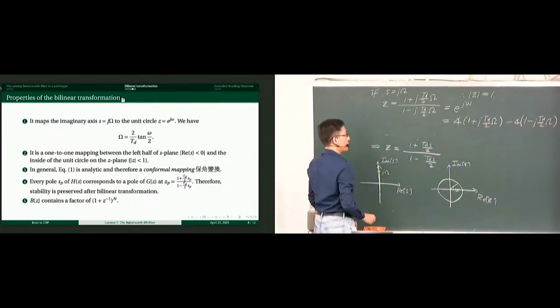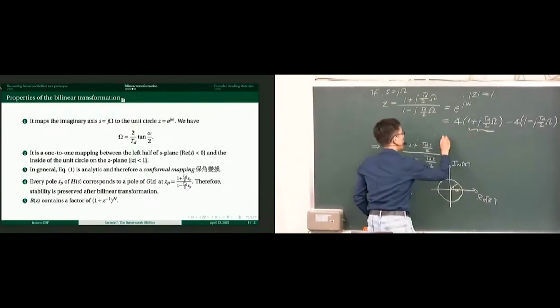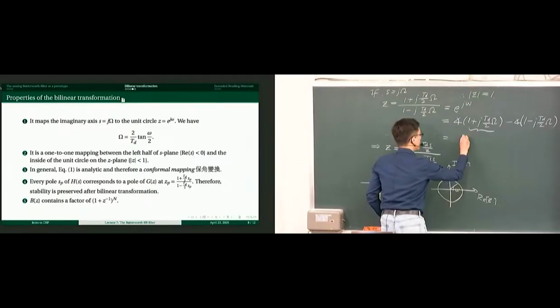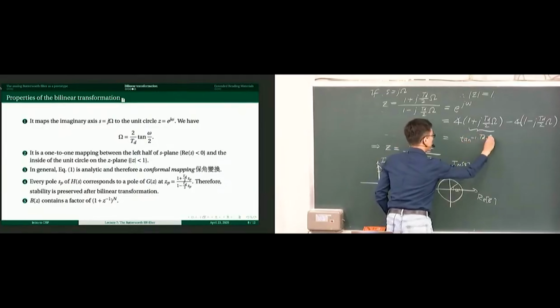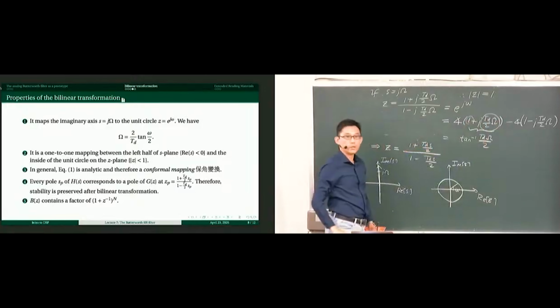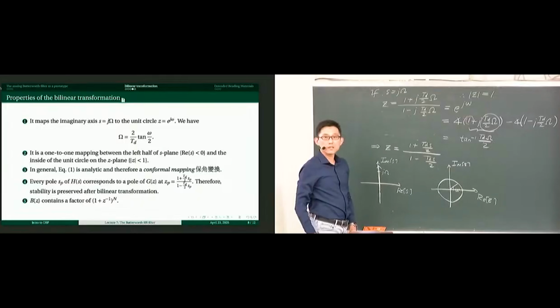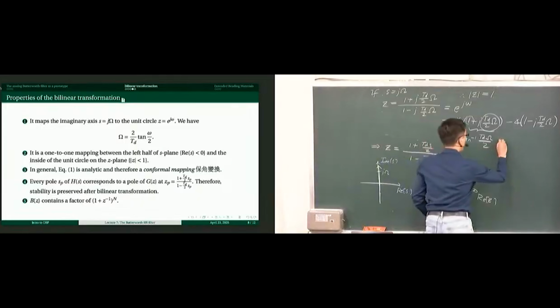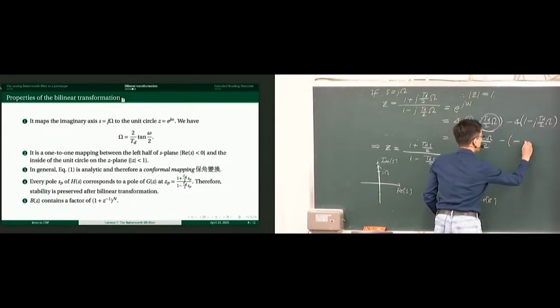Okay. So therefore, what is this angle? The angle right here is exactly arctangent of the imaginary part divided by the real part, which is 1. And similarly, the angle here is just minus arctangent TD omega divided by 2.